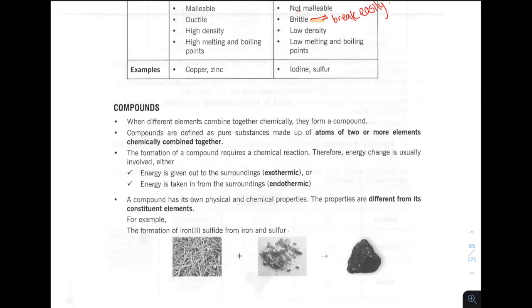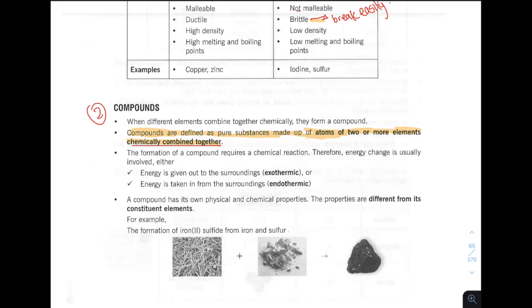Next, the second one we look at is compound. So what are compounds? Compounds are also pure substances, but they are mainly made up of atoms of 2 or more elements that are chemically combined together. The keyword here is chemically combined together. That is what distinguishes it from a mixture.